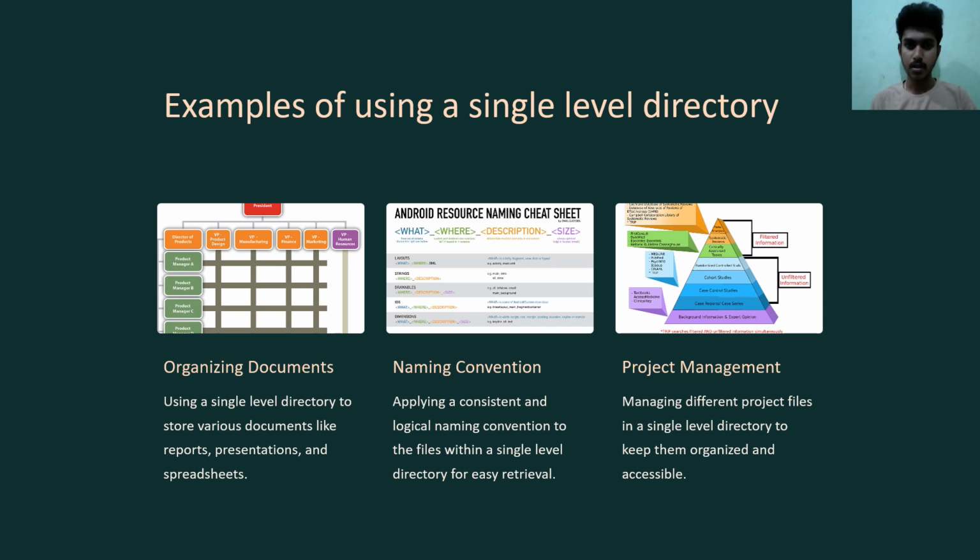Examples of using a single level directory: organizing documents, naming convention, project management. Organizing documents. Using a single level directory to store various documents like reports, presentations, and spreadsheets. Naming convention. Applying a consistent and logical naming convention to the files within a single level directory for easy retrieval. Project management. Managing different project files in a single level directory to keep them organized and accessible.